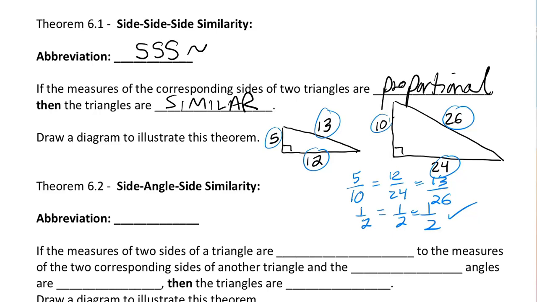Now if this side had been 25 instead, we're not going to get exactly 1/2 here, so they would not be similar triangles. But because the corresponding sides of these triangles are proportional with the scale factor, we say the triangles are similar.